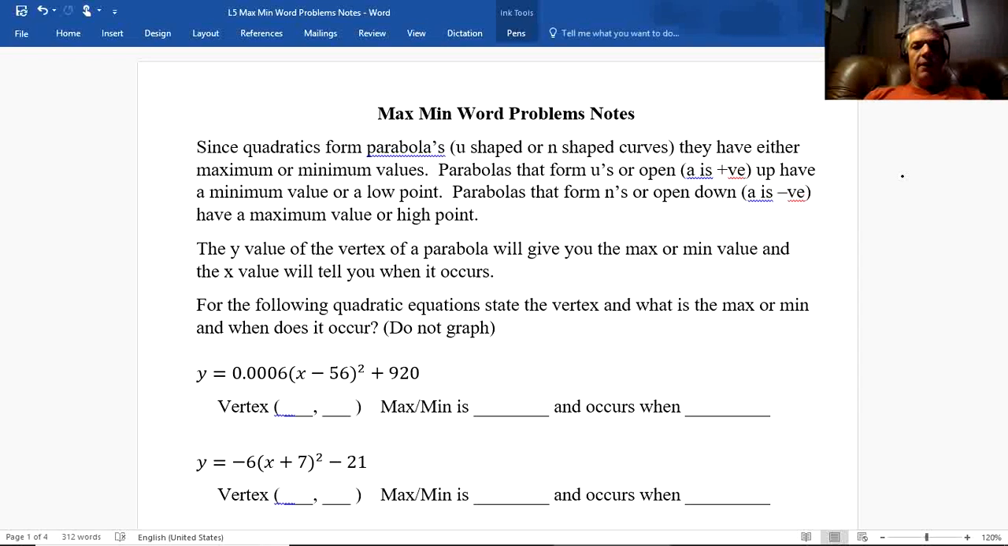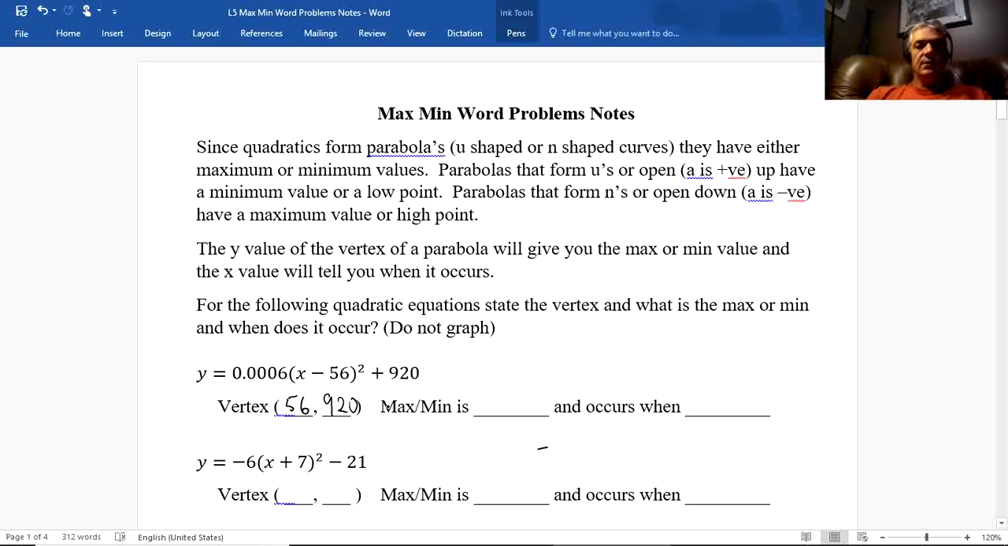Okay, so if I take a really weird looking equation like this, for example, this is in vertex form, not standard form, and so that allows us the wonderful opportunity to simply grab the vertex out of it. As you recall, this is the x value of the vertex, and it is going to be positive. So in this particular case, it's going to be 56. We change the sign from negative to positive. And the y value of the vertex is just the number on the back, so in this particular case, 920, okay?